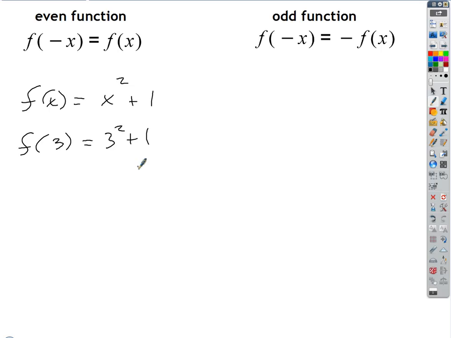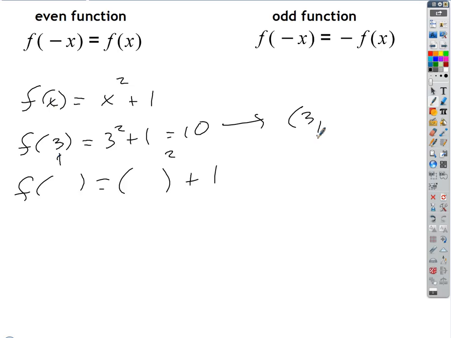What does this rule say? What this rule really says is whatever I put in there, let's not even worry about what it is, I'm going to square it and then add 1. So that's what I'm going to do with 3. I square it to get 9 and then add 1, and that gives me 10 for my output. What does that mean? That's an ordered pair. It tells me that when I input the x value 3, I get back the y value 10.